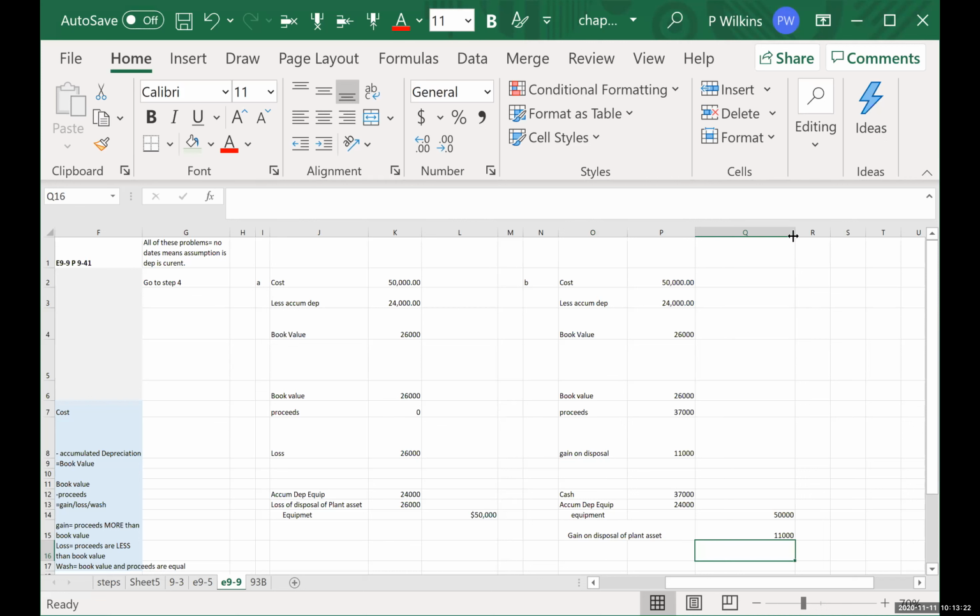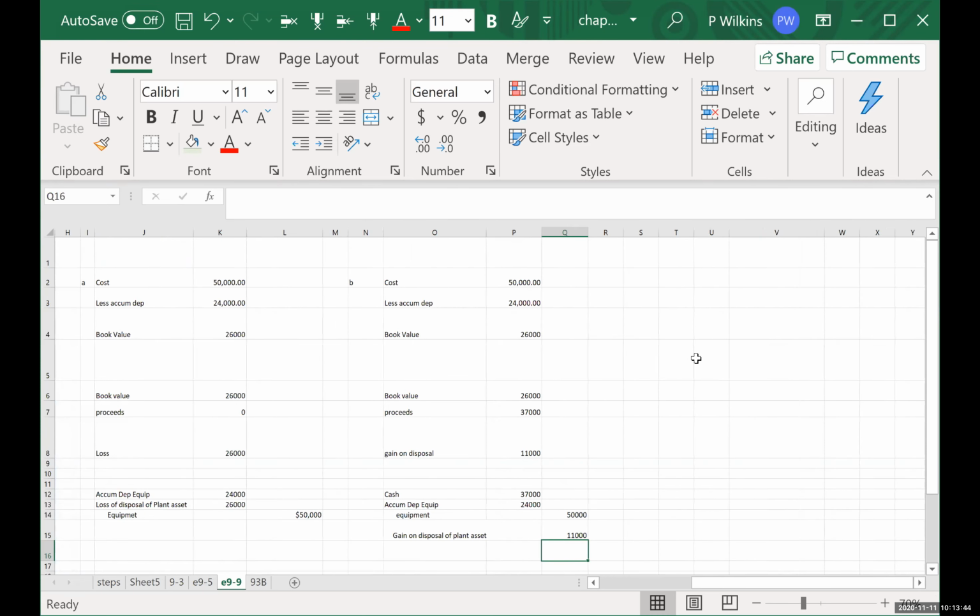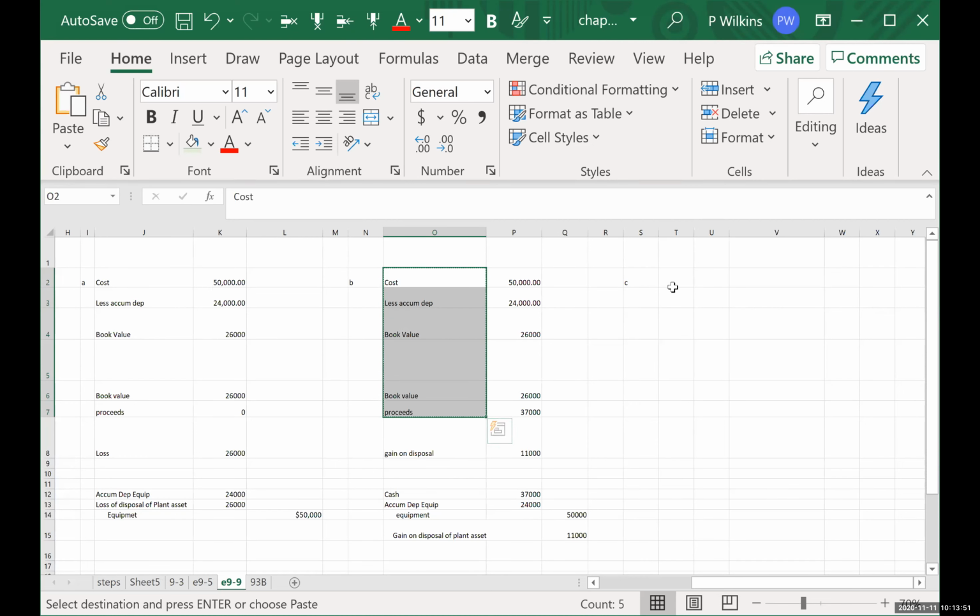Okay, so that is an example of the disposal of a plant asset for proceeds that were more than the book value, which resulted in a gain on disposal of plant assets. Okay, so now we're going to move over a little bit and we're going to do C. And I'm assuming C is going to be a loss. Because we've done one that's a wash or break even. We've done one that's a gain. And now let's look at the next one.